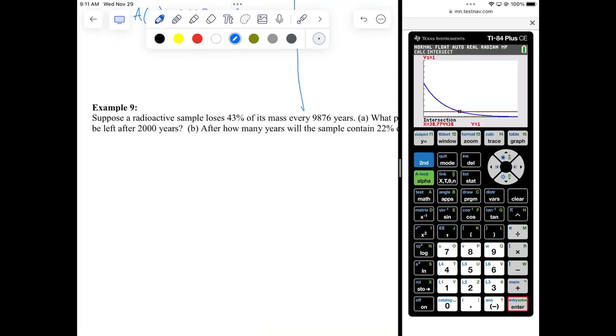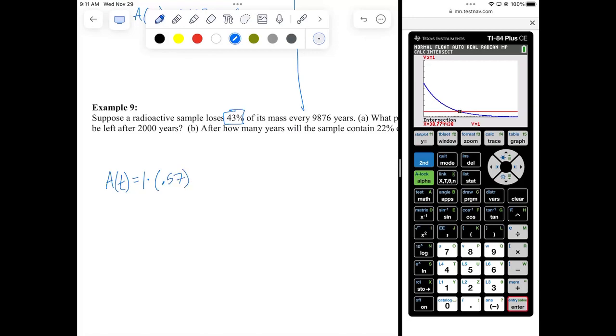All right, step 1, based upon that, we should be able to write a model. So let's write the model. A of t, the amount at any given time t. If you're not given an initial amount, what can we use? 1. We'll use 1. And then here, Brady, since I'm giving a percentage, it loses 43% of its mass. Is this going to be decay or growth? Decay. And what's the base? Is it 0.43? It's 0.57.